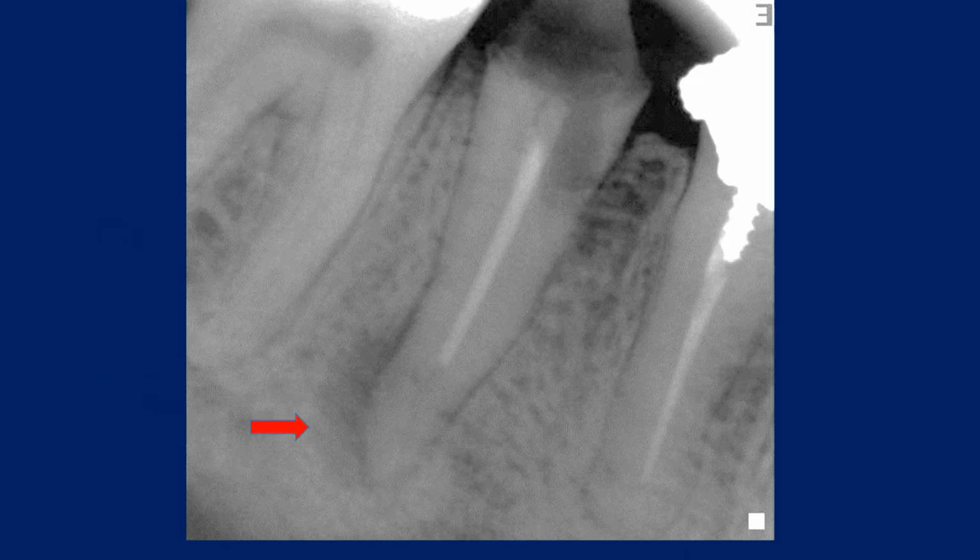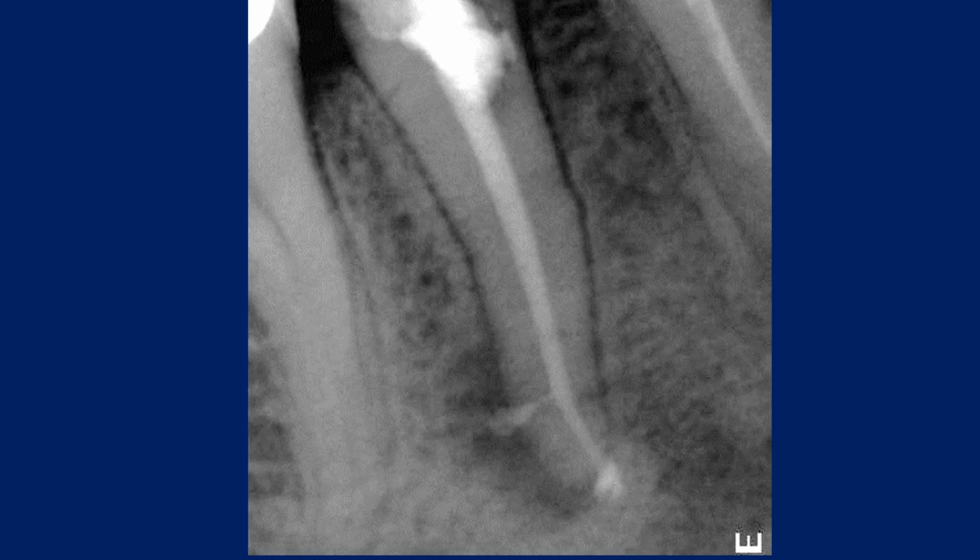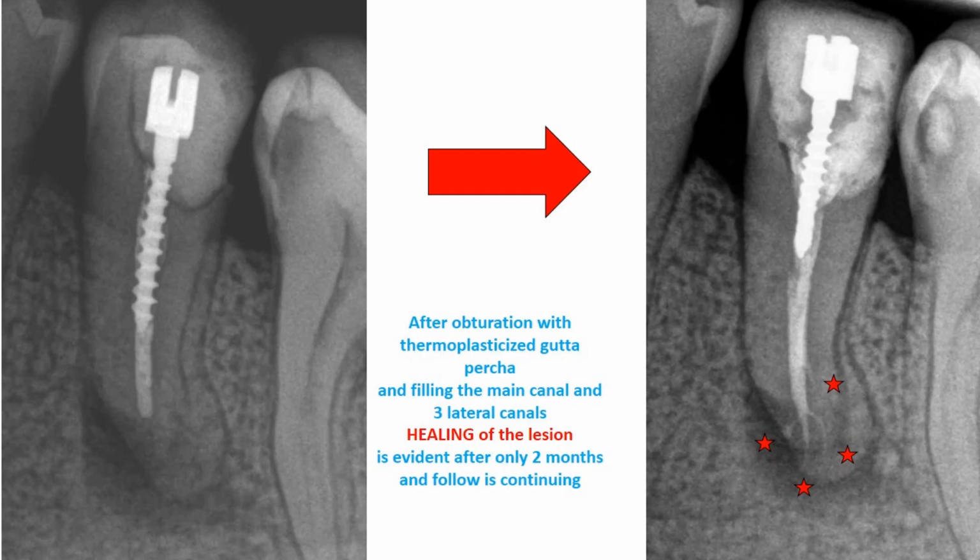This is another tooth with a lateral spread of the periapical lesion, and a tooth that needs retreatment. And you can see the lateral canal being filled. And this is multiple lateral canals in one tooth, 3 lateral canals, associated with the periapical lesion. If we don't treat all these lateral canals and fill them, healing is not really going to happen.